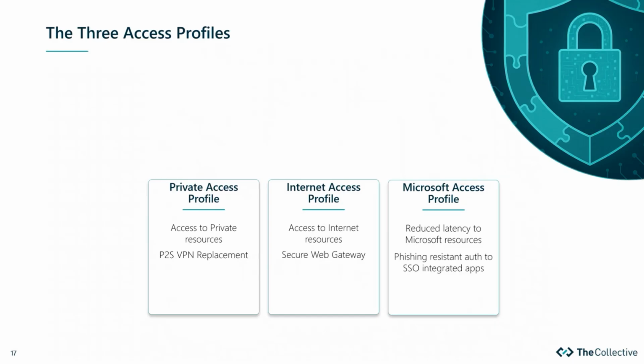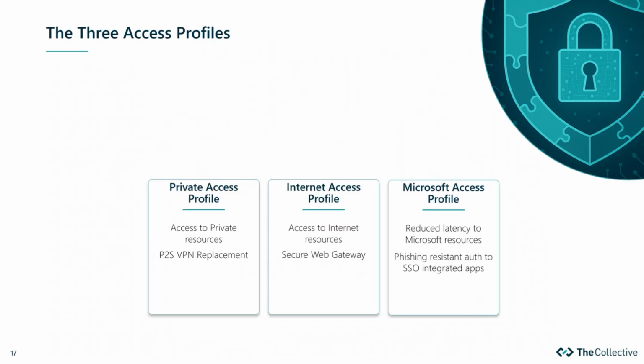The second profile is the Internet Access profile, which provides secure access to all internet resources, so SaaS applications and websites, basically. Here we are deploying a secure web gateway, let's say, or in other words, your firewall replacement. So basically a networking firewall that can be used on any location from the world and not having to tunnel you through your on-premise firewalls.